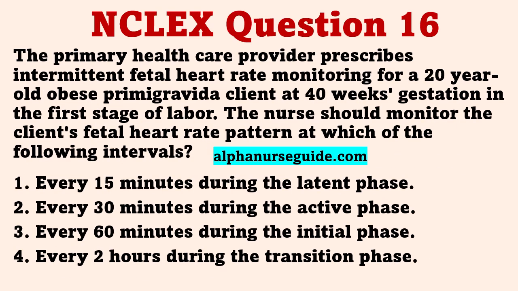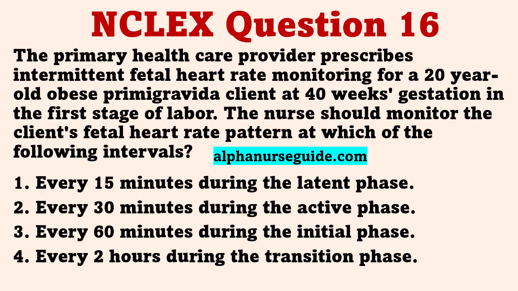The primary health care provider prescribes intermittent fetal heart rate monitoring for a 20-year-old obese primigravida client at 40 weeks gestation. In the first stage of labor, the nurse should monitor the client's fetal heart rate pattern at which of the following intervals? 1. Every 15 minutes during the latent phase. 2. Every 30 minutes during the active phase. 3. Every 60 minutes during the initial phase. 4. Every 2 hours during the transition phase.